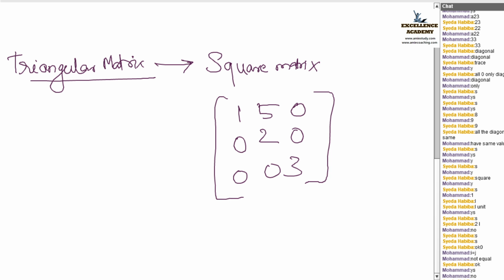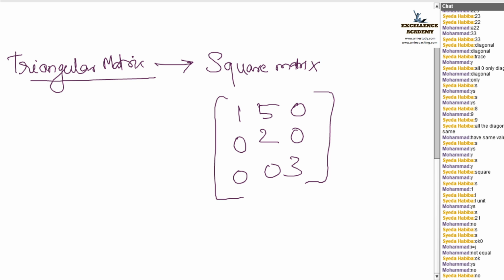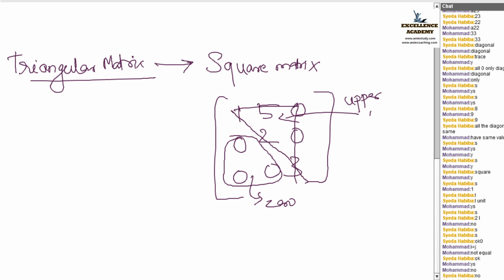Now, what can I call this matrix? Yes. You can see that this is the main diagonal. All the elements below the main diagonal are 0. Therefore, this is an upper triangular matrix. Got it?